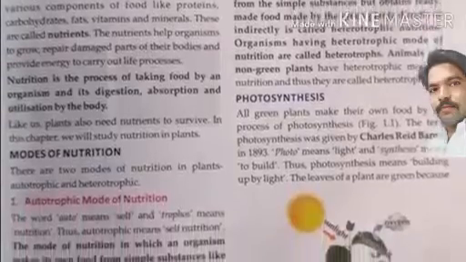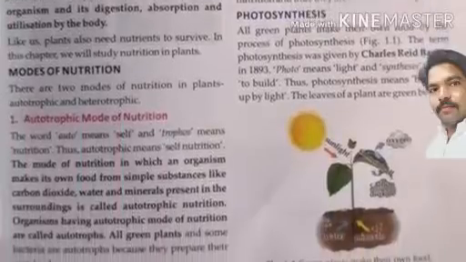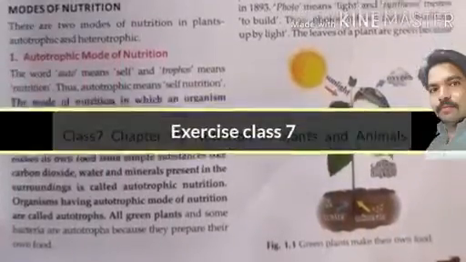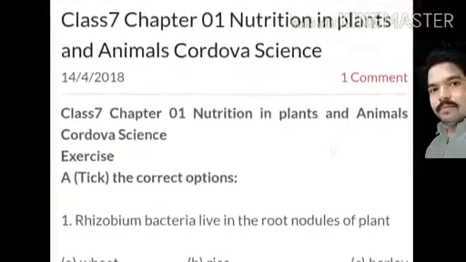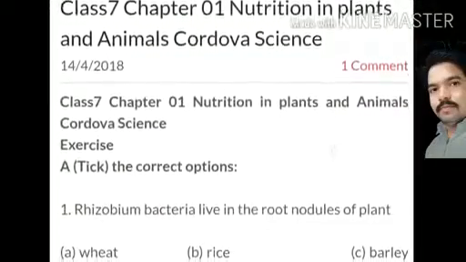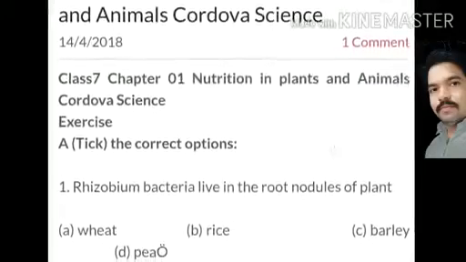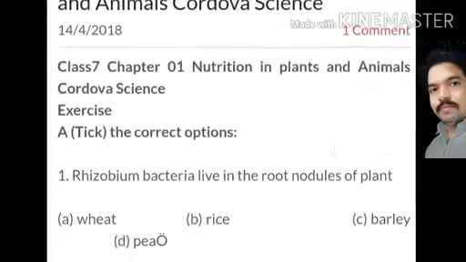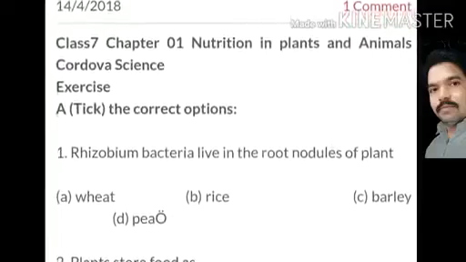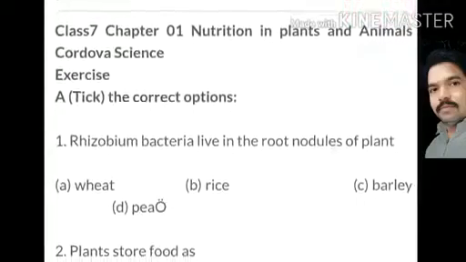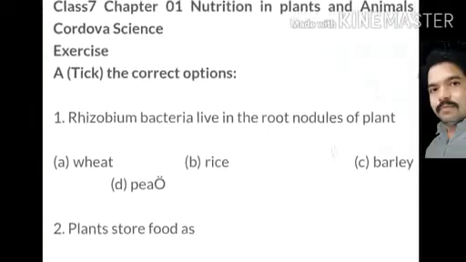Now, in this lecture, we are going to start the exercise. First is, take the correct options. In the first question, Rhizobium bacteria live in the root nodules of which plant? Option A wheat, rice, barley, pea. So the correct option is option D, pea. As you know, it is a leguminous plant.